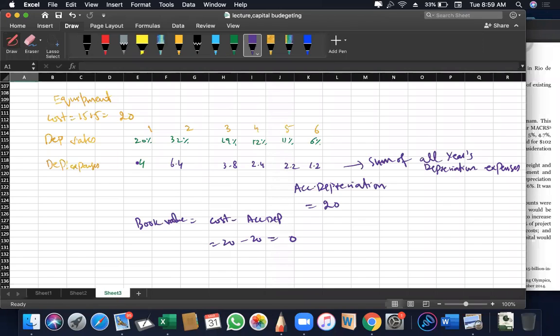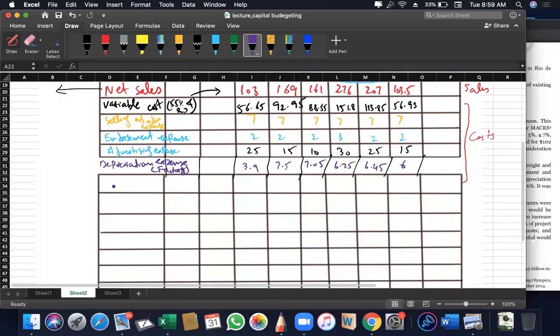Yes. So first we will use the data here. Now I will write the depreciation expense, and it is for equipment. Here it was 4, then 6.4. I will use the data that you provided.